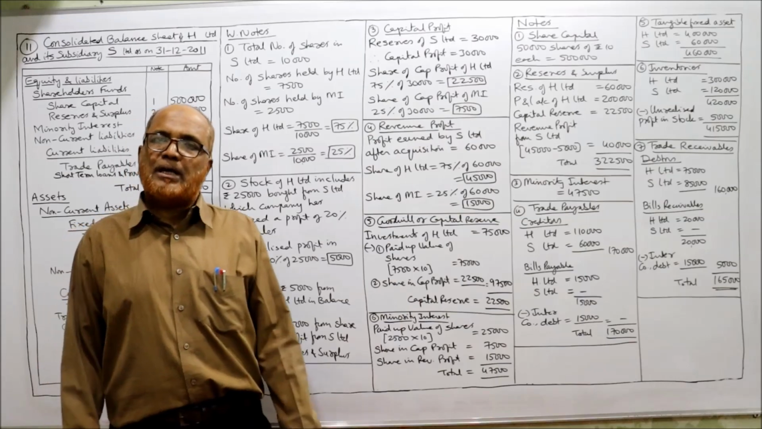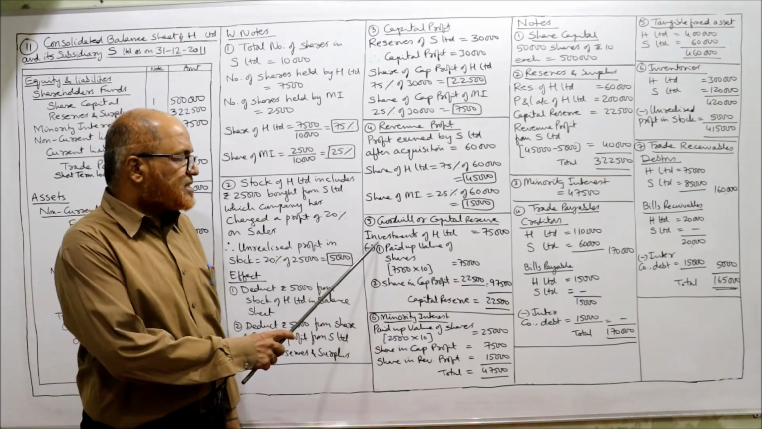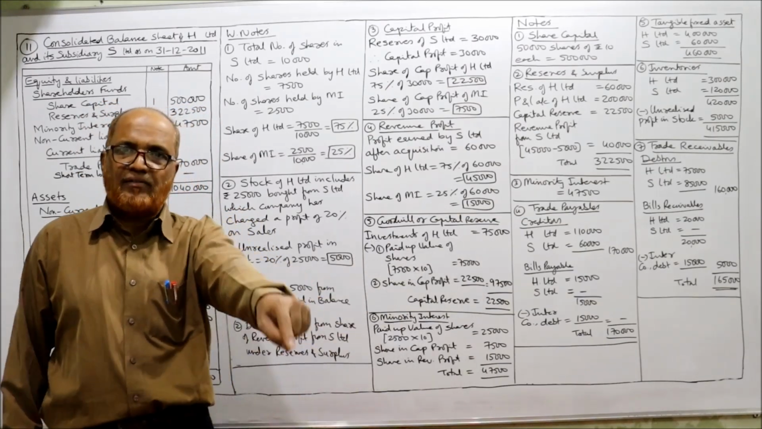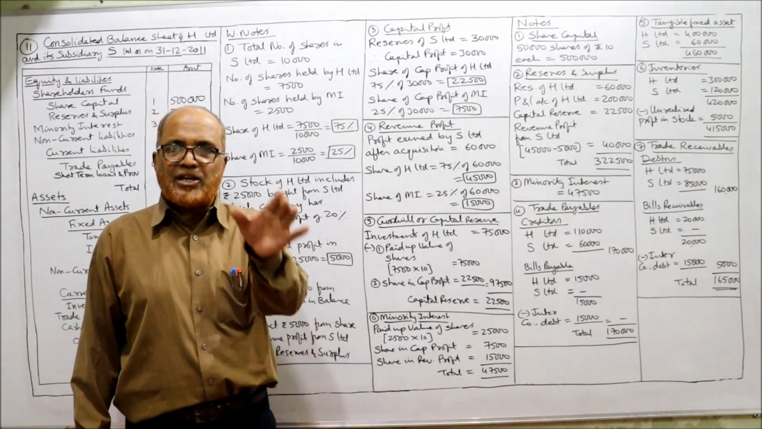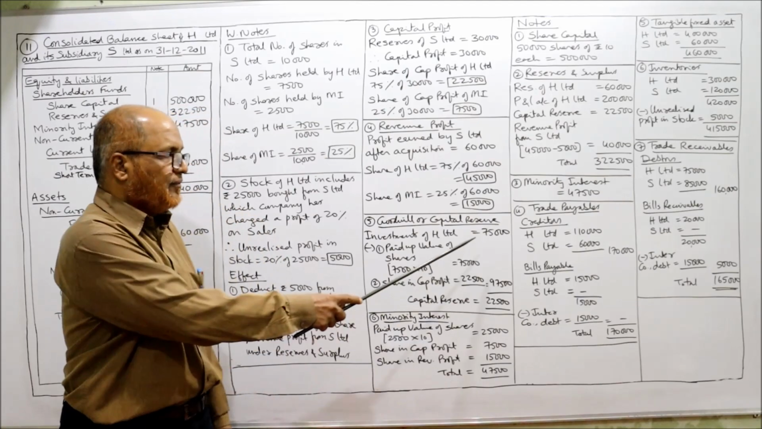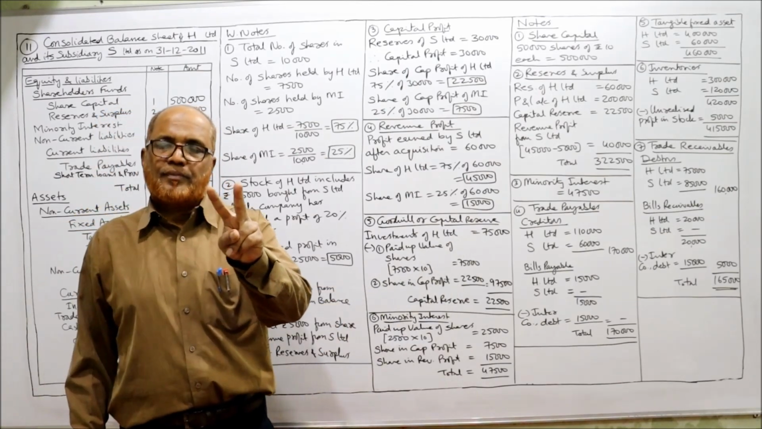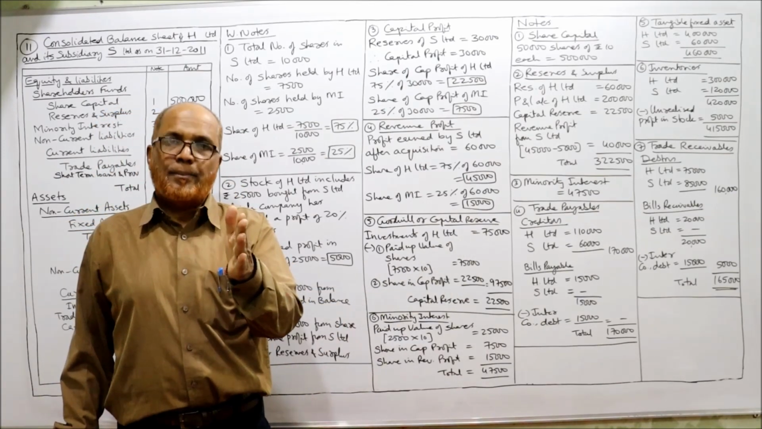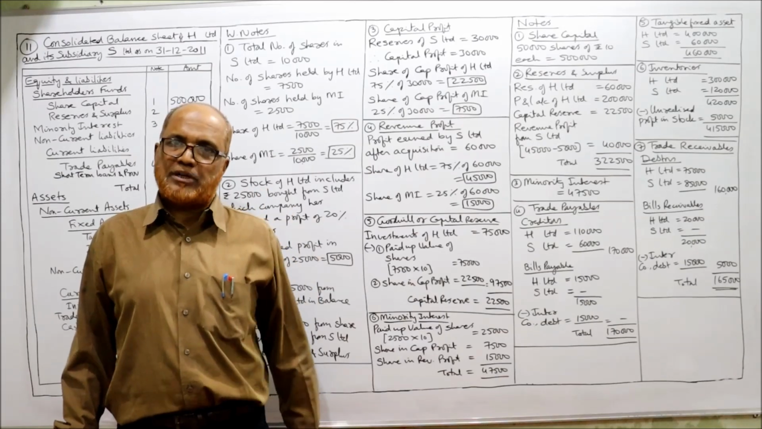Now goodwill or capital reserve. The investment of H Limited is 75,000, given on the asset side of the balance sheet, as the investment made by H Limited in S Limited. From this we deduct two things. What are the two? First, paid up share capital, second, share of capital profit.